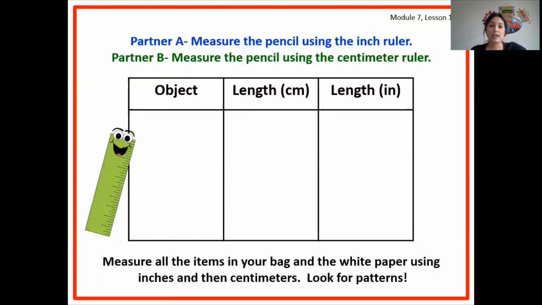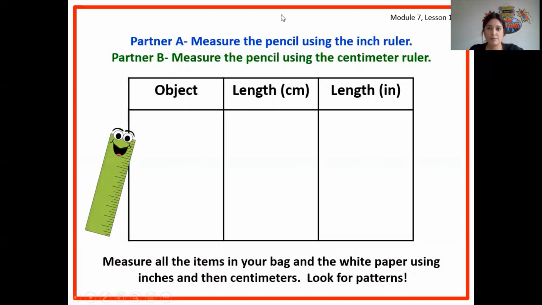Okay, so here, the objects that you were supposed to do were an unsharpened pencil. So if you have an unsharpened pencil, go ahead and find one. If not, that's okay. Okay, and then a pink eraser. And then I have a crayon and a marker. Again, if you don't have these objects, that's fine. You don't need to do these. You can go ahead and find your own objects as long as you measure those objects with both sides of your ruler, with your inches and your centimeters, okay?